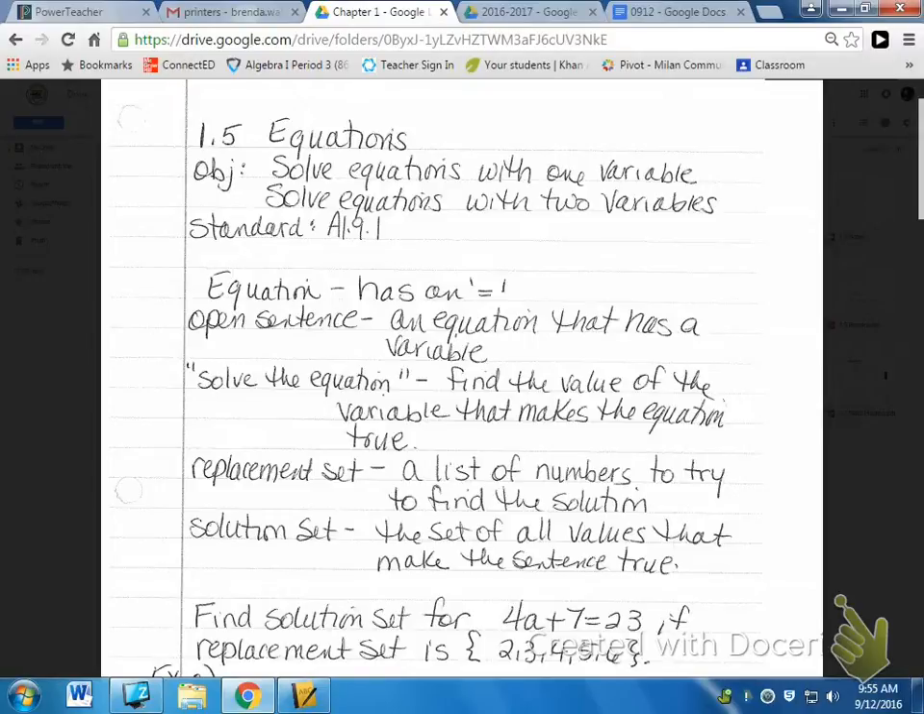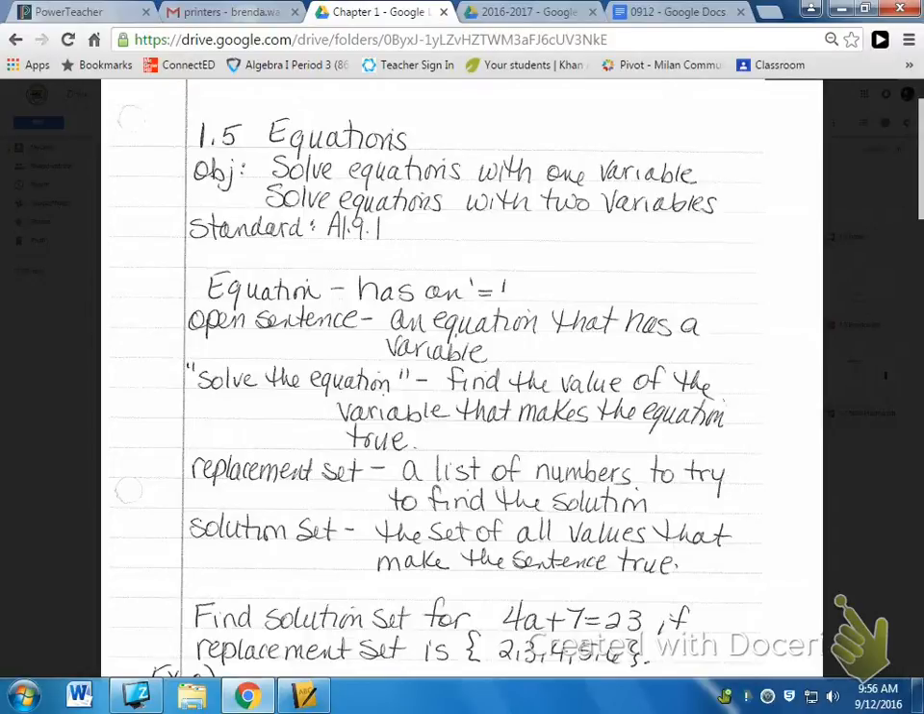We will use a replacement set. So what happens with that? They give you this replacement set. It's a list of numbers. You plug all of those numbers into the equation to see if it makes the left side equal the right side. And if it does, that number must go in the solution set. The solution set is the set of all values that make the sentence true.